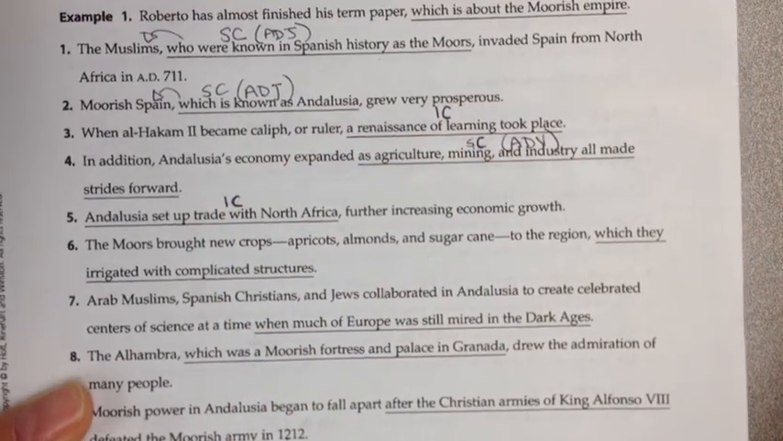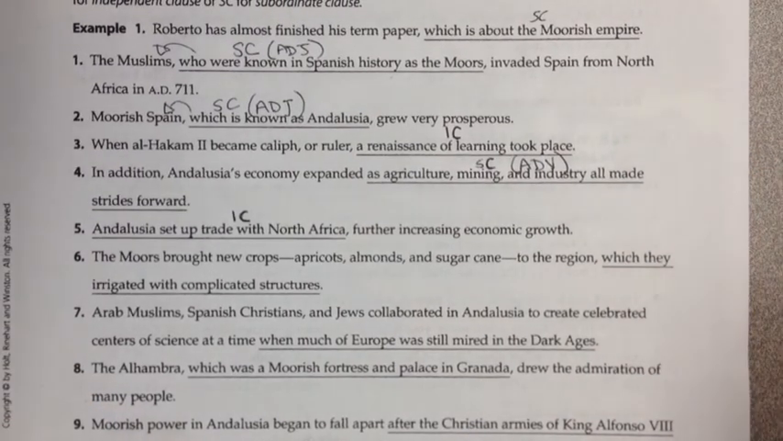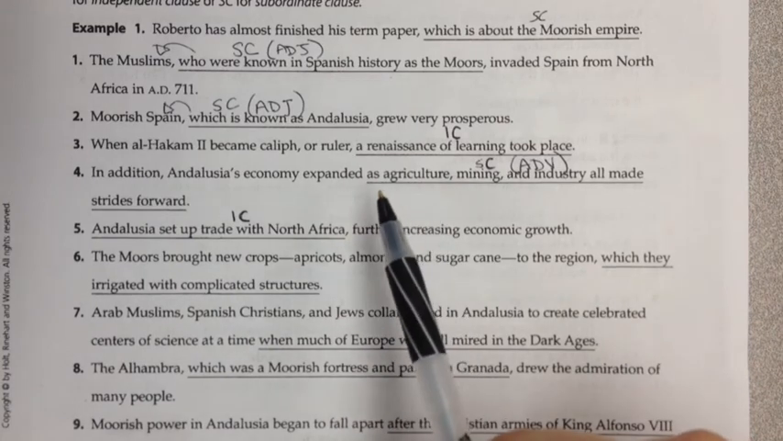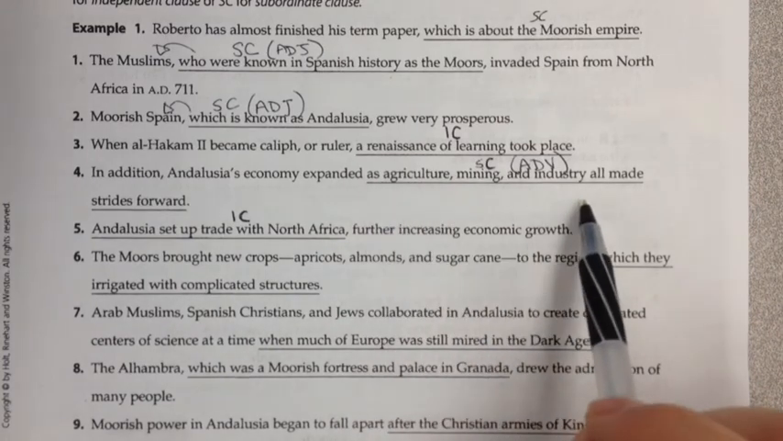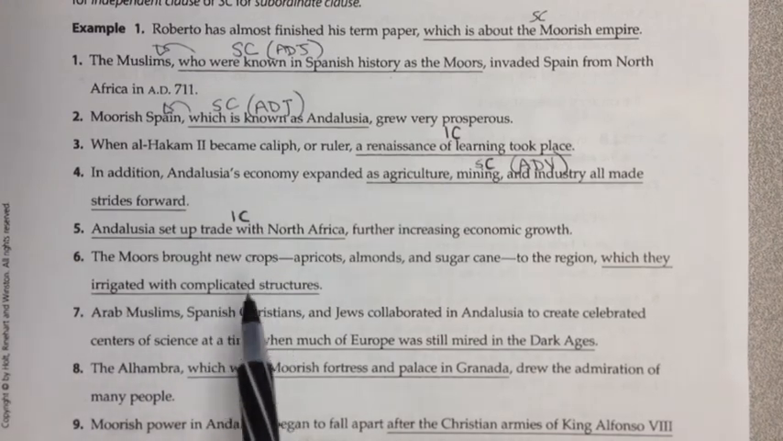All right, so here are your answers. Go ahead and try the last five on your own. What you're looking at is the underlined words. If the underlined words can't stand alone, it is a subordinate clause. If they can stand alone, it is an independent clause. Good luck.